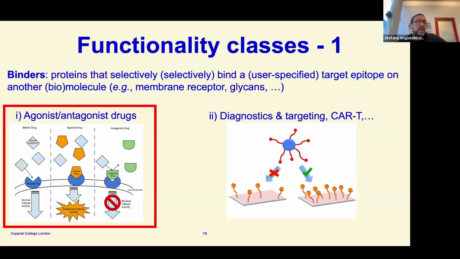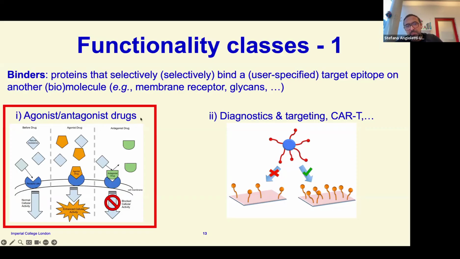So, for example, an antagonist drug would be an antibody that can bind to a protein, to a membrane receptor on a cell, and because the membrane receptor is what is used to receive the signal from the outside to activate a cell for a certain function, the cell stops working.